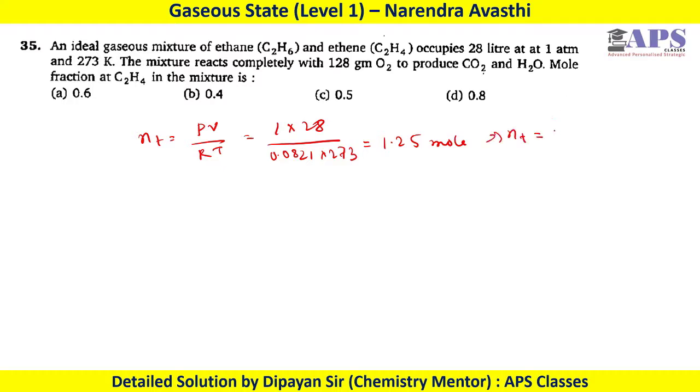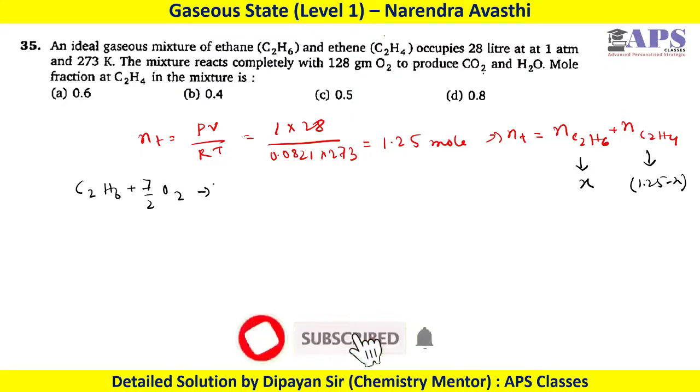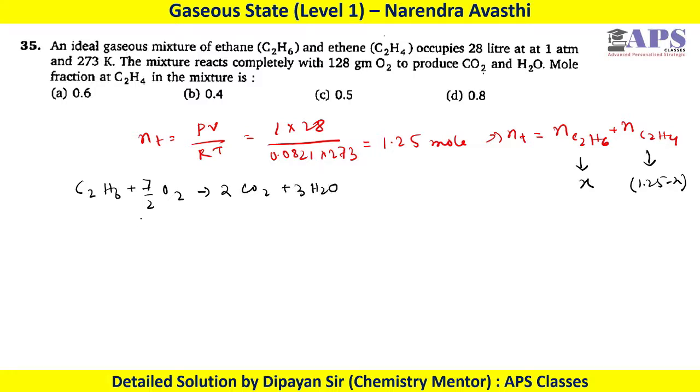In total number of mole we have number of mole of C2H6 and number of mole of C2H4. Suppose the number of mole of C2H6 is X, then number of mole of C2H4 will be 1.25 minus X. Now we can write the balanced equation like this: C2H6 plus 7 by 2 O2 gives 2 CO2 plus 3 H2O. Now if X mole of C2H6 is present, then we need 7x by 2 moles of oxygen for the complete reaction.